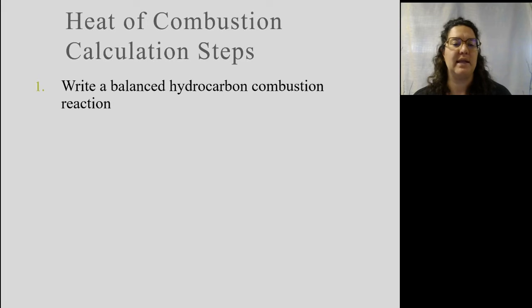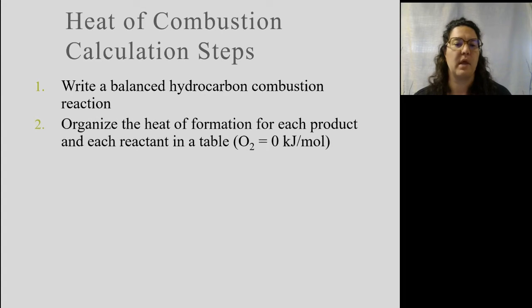To calculate the heat of combustion, first you want to write a balanced hydrocarbon combustion reaction. This is going to be your hydrocarbon plus oxygen produces carbon dioxide plus water vapor. We want to organize the heat of formation for each product and each reactant in the table, and again, remember that oxygen is going to be 0 kilojoules per mole.